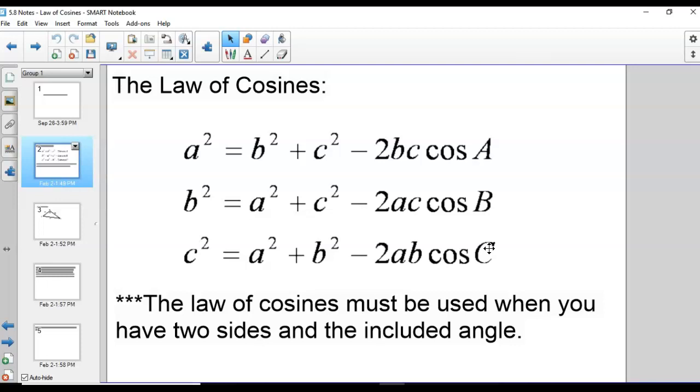So you do not have to have the law of cosines memorized. It is given to you on the formula sheet. You don't have to have law of sines memorized either, but most kids don't have any trouble with that. Cosines is a little bit tougher to memorize.